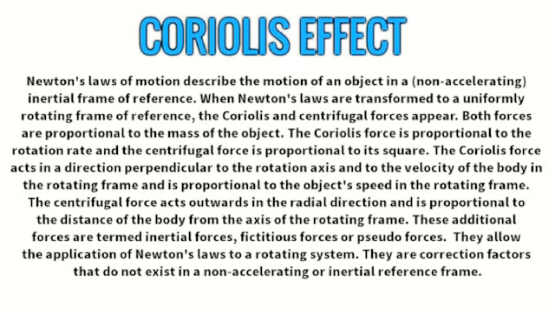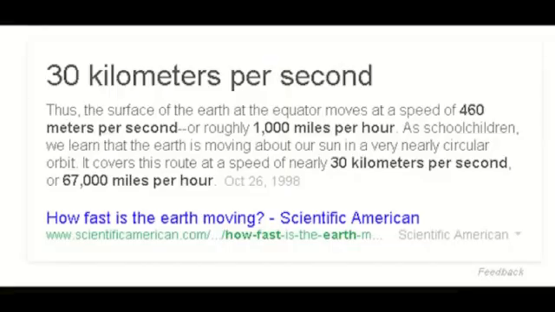So, Newton's laws of motion describe the motion of an object in a non-accelerating inertial frame of reference. Google, are we moving? Let's see, the Earth at the equator moves at a speed of 460 meters per second, roughly 1,000 miles per hour. As school children, we learn that the Earth is moving about our sun in a very near circular orbit, and it covers this route at a speed of about 67,000 miles per hour. Okay, just making sure that we are moving.